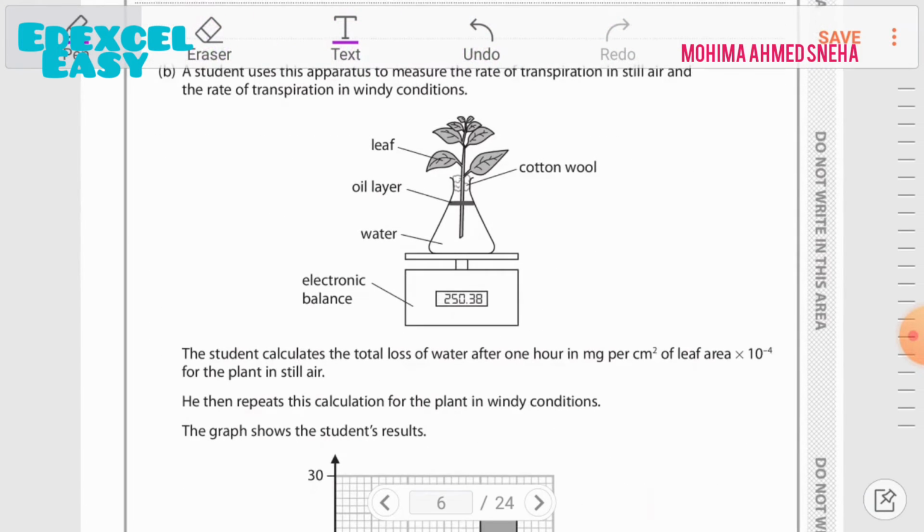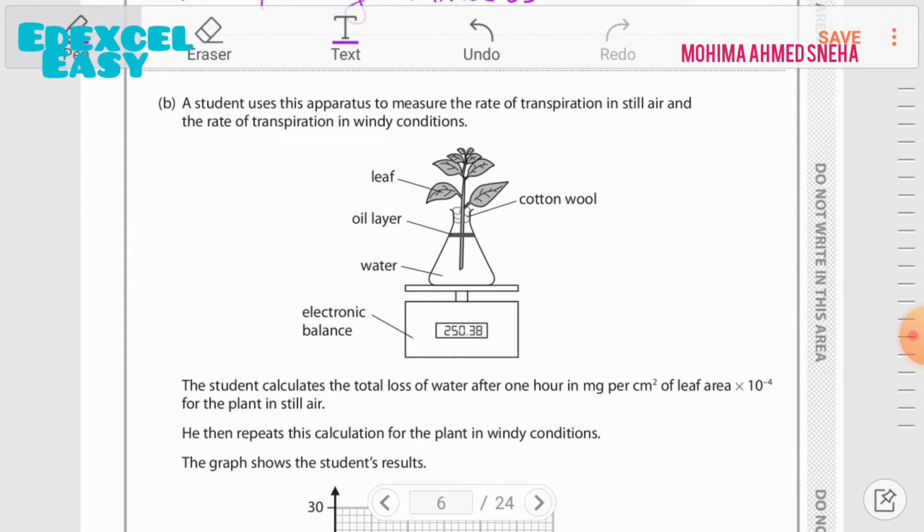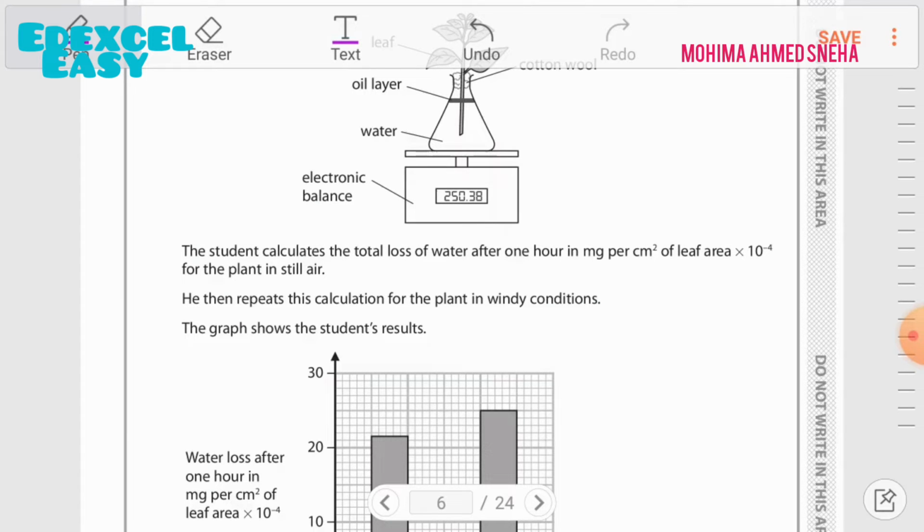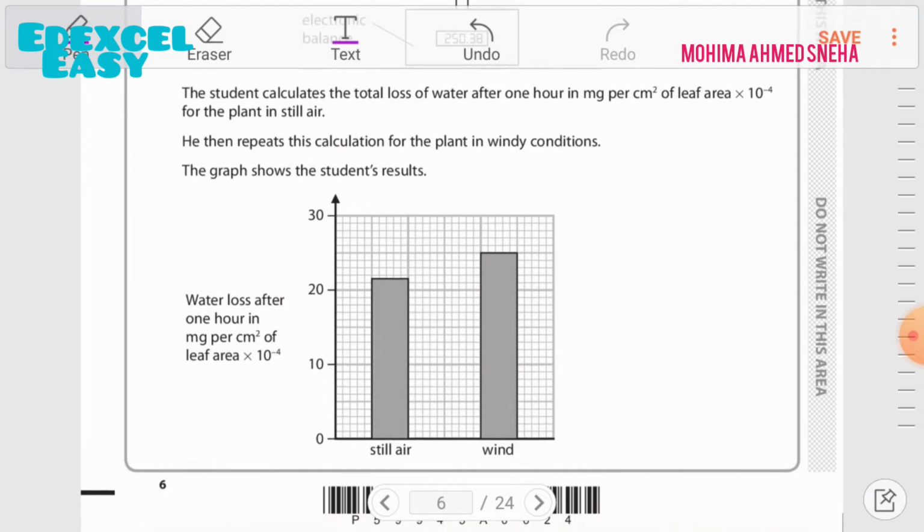Moving to part B, a student uses the apparatus to measure the rate of transpiration in still air and the rate of transpiration in windy conditions. The student calculates the loss of water after 1 hour in mg per centimeter cube of leaf area into 10 to the power -4 for the plant in still air. He then repeats this calculation for the plant in windy conditions. The graph shows the student's result.